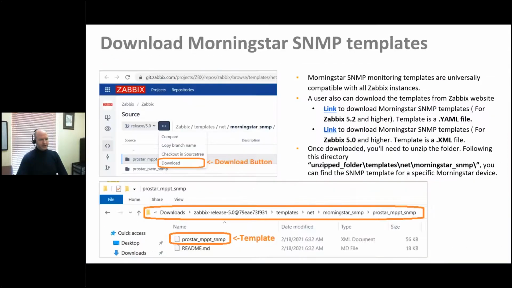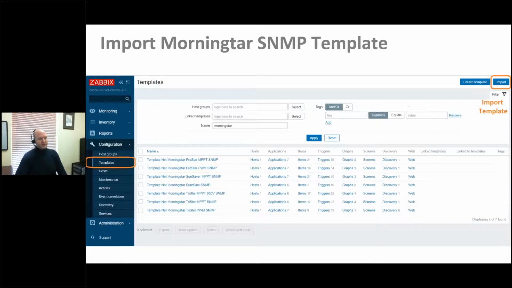And we do have guidelines there. And you can see there is the template that is easily embedded in the zip file. And then once you download that zip file, when you go to the actual Zabbix dashboard, you just go to templates and you go to import, and you import that file into Zabbix, and you're ready to go.